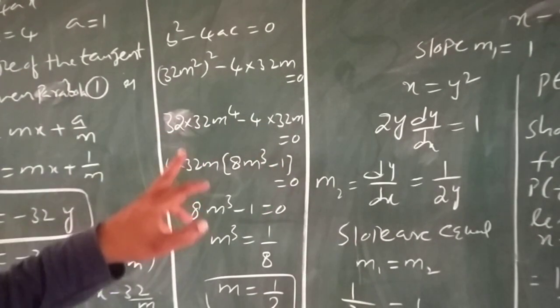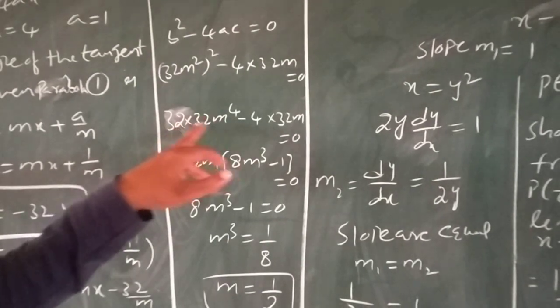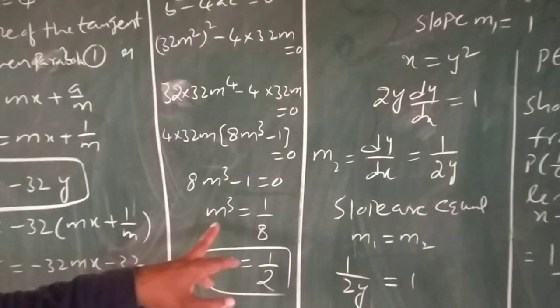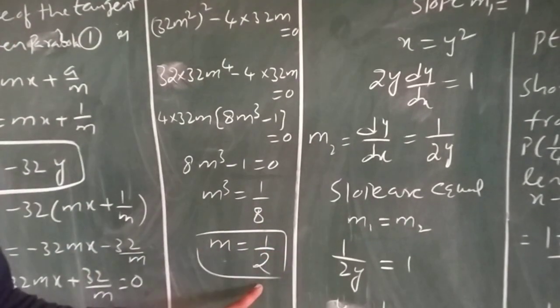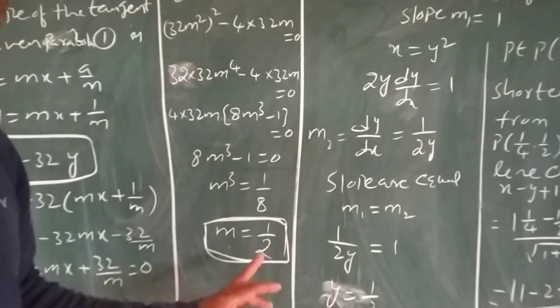In both terms, 32 into 4 is common. Dividing, we get 8 m cube minus 1 is equal to 0. So 8 m cube minus 1 is equal to 0, m cube is equal to 1 by 8, and m is equal to 1 by 2. This is the slope of the common tangents: m is equal to 1 by 2.